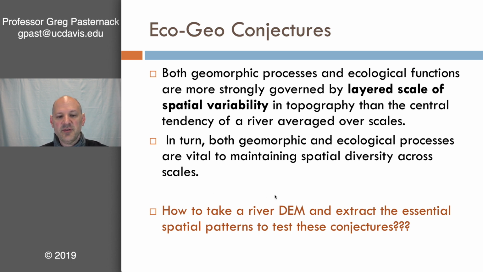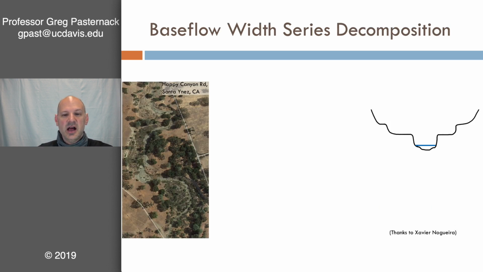So how do we take a river digital elevation model and extract the essential spatial patterns to test these conjectures? Let me just show you an example. Obviously we can't sit here and work through GIS, and I'm not going to show you all the details of all the workflows, but I'll give you a feel for it. So here's a section of a river that my student Xavier found in Southern California. It's along Happy Canyon Road here. I don't know what the name of the stream is, but I like it because it's dry, so we can get the whole topographic structure from LiDAR.